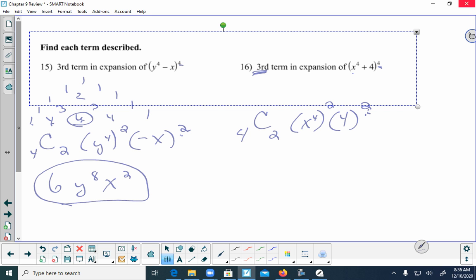So we just did this one. This will be 6 x to the 8th times 16. So I'm going to have to multiply 6 times 16 and get 96x to the 8th. And that is my third term. Again, if you're not good at figuring out which term, you could do the whole thing, I guess, if you have time.